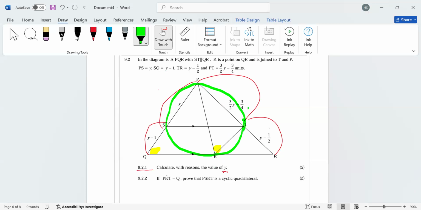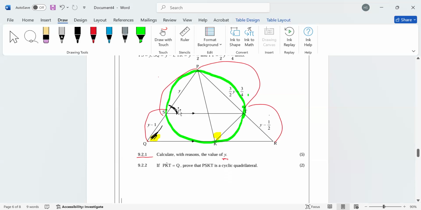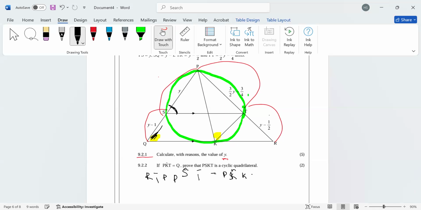Firstly, you will note Q and PST are corresponding angles because of parallel lines ST and QR. So basically, you should have started by saying this is what we are required to prove. RTP: we are supposed to prove that angle PST should be equal to angle PKT. That's what we are required to prove.